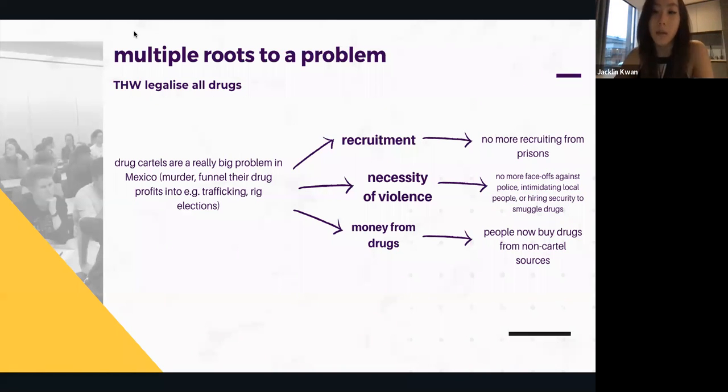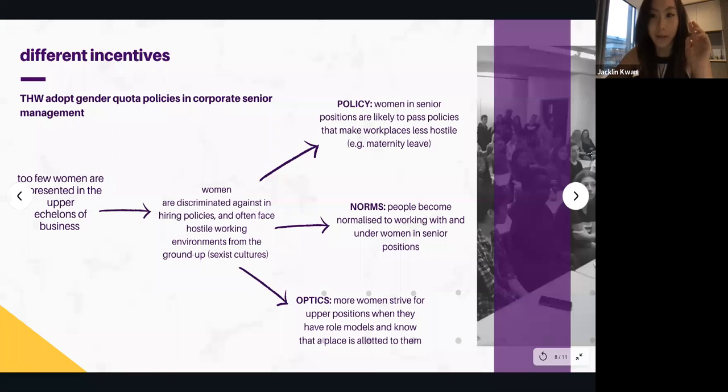Third reason, because you legalize drugs, probably people would rather buy drugs from the government-run pharmacy down the street rather than a shady drug dealer that is associated with a drug cartel. Because of this, drug cartels now get less money from drugs that they can funnel into things like human trafficking. So do you see how I've identified different roots of the problem, and the way I've made my case really comprehensive is to show how the motion changes each root of the problem to make it significantly better? Cool, so I hope that's clear. Another way you can do this.